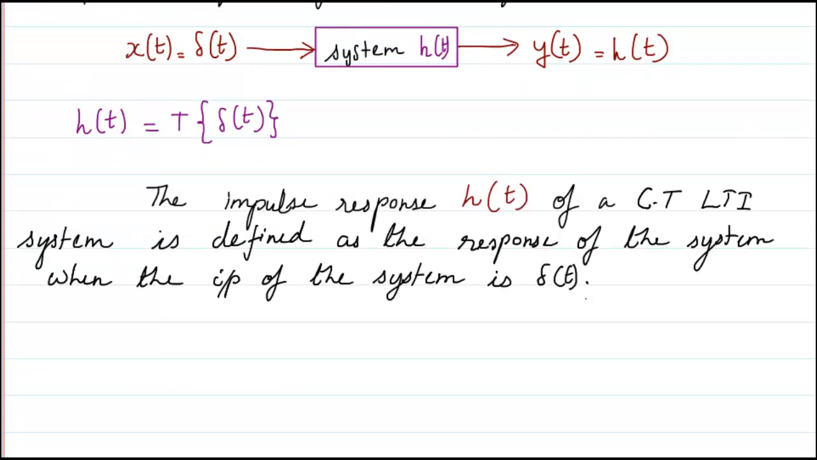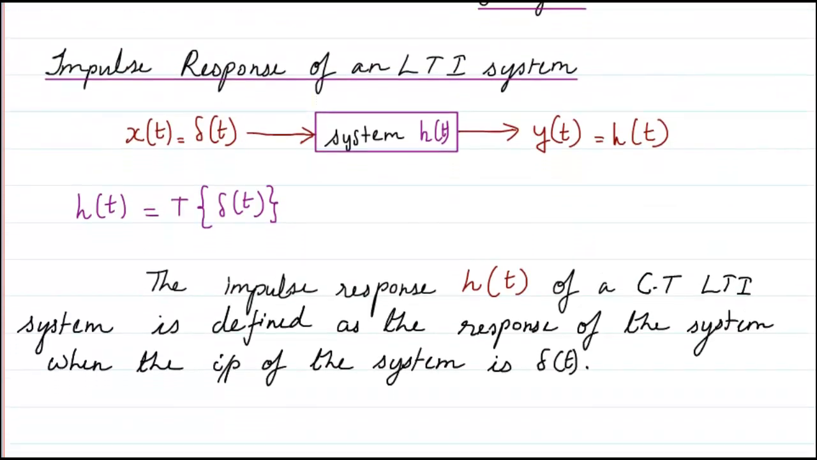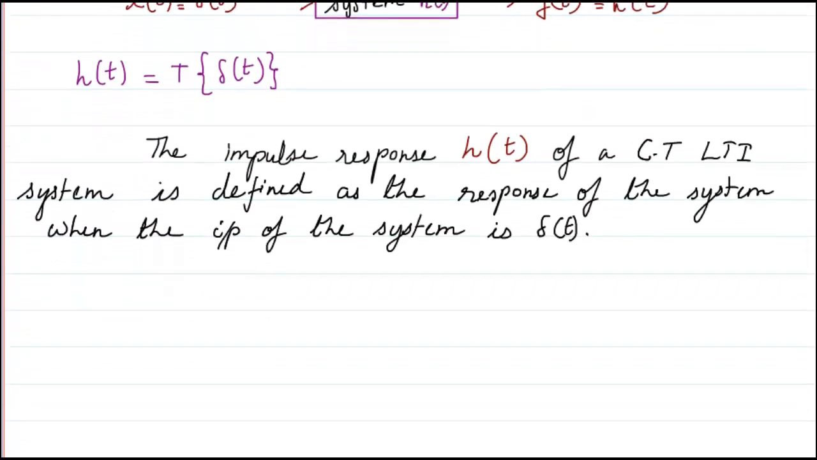So we say the impulse response h of t of a continuous time LTI system is defined as the response of the system when the input of the system is delta of t. So now if we have got the output, that is the impulse response, of a system, that is h of t, if we know, then what will happen when we will give any particular input x of n?